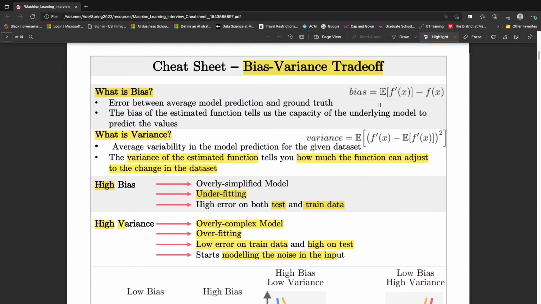So let's look at this mathematical formula. The expectation of f prime x is actually the function we are trying to learn. So f prime x is our prediction, and f of x is the ground truth. And variance is the expectation over the prediction f prime of x with the expectation of f over x. I don't really understand this one.